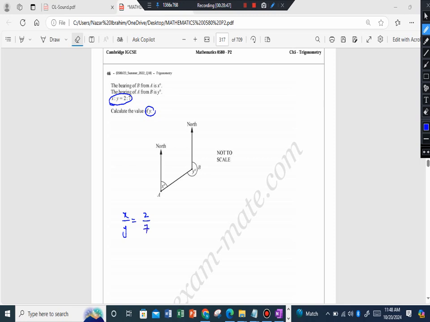Secondly, if this is x, so this part, since again parallel lines, the two angles between are supplementary, it means if this is x, then this will be 180 minus x, right? Clear?